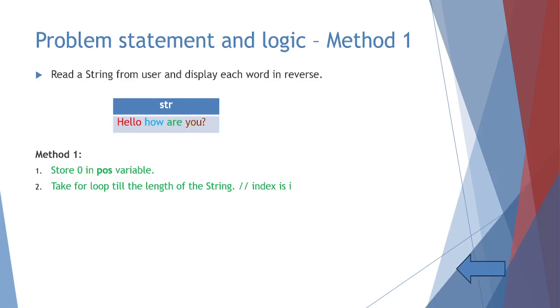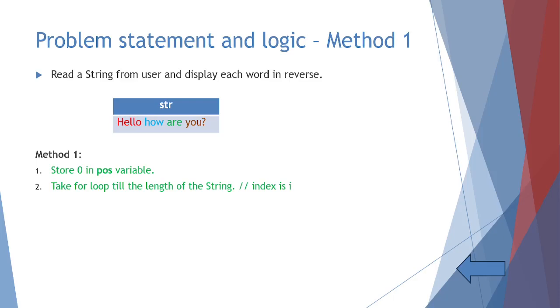Initially position is 0. The outer for loop accesses each and every character from index 0 to length of the string minus 1, and also checks whether there is any space, question mark, or full stop. If there is a space or question mark or full stop, the word should be reversed.